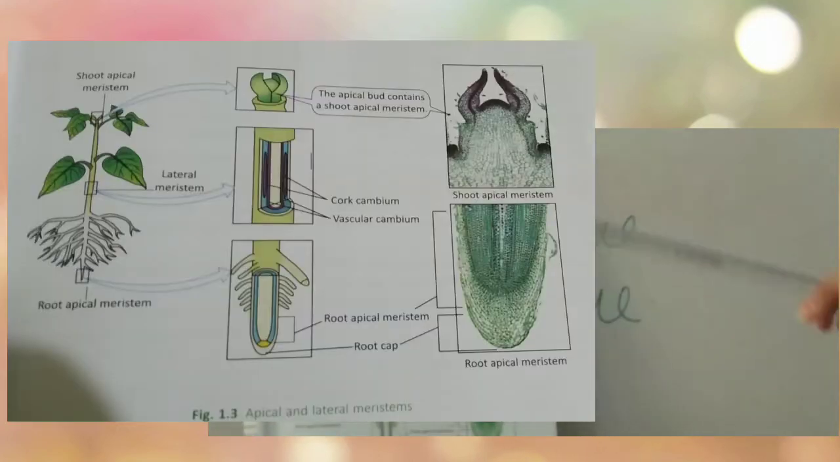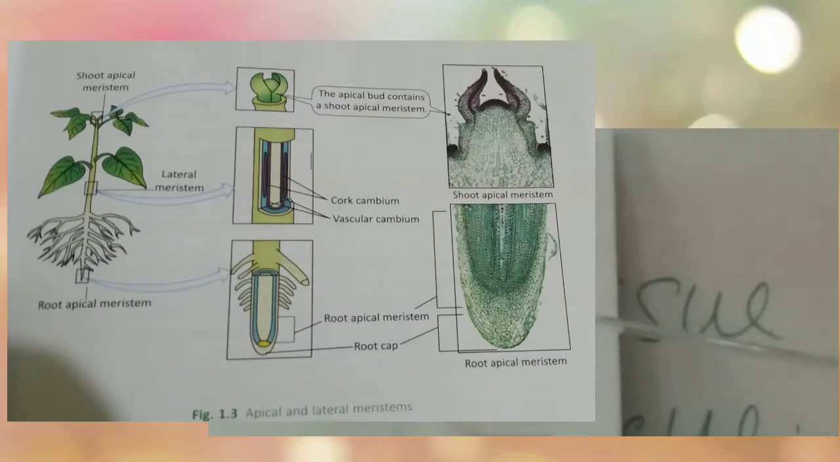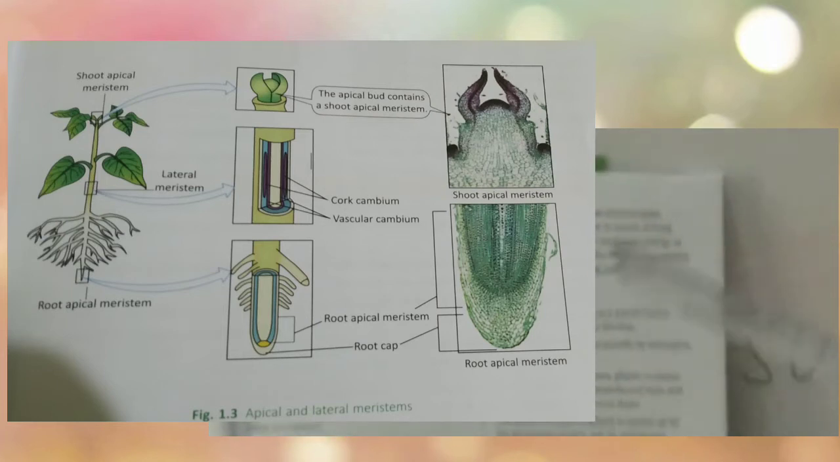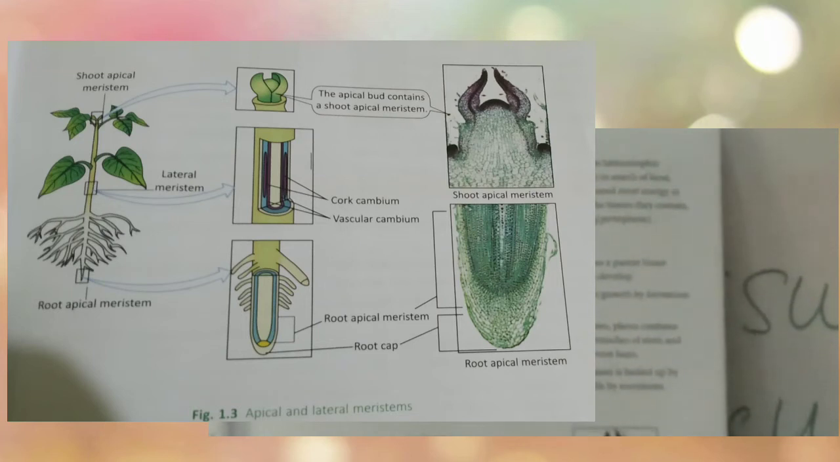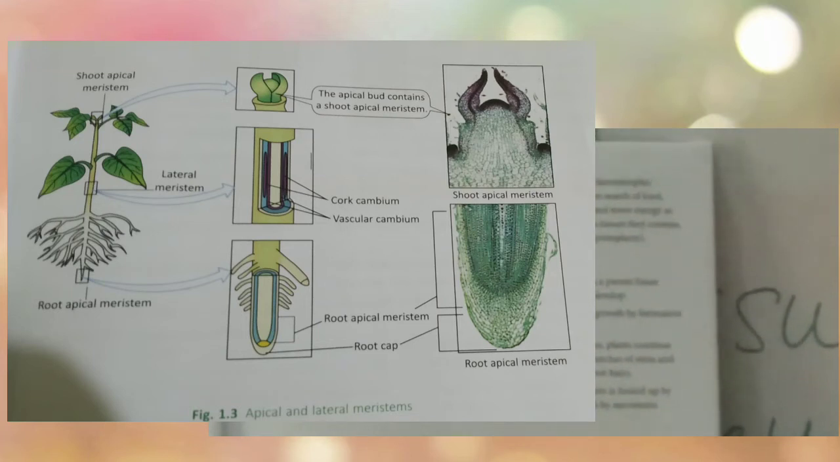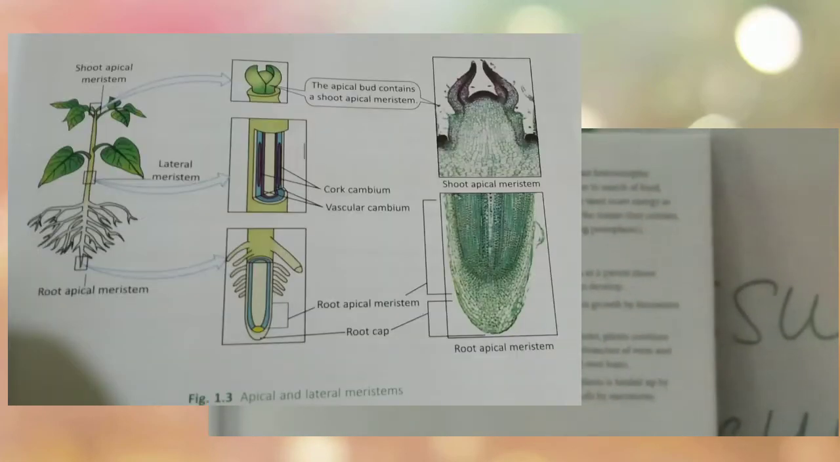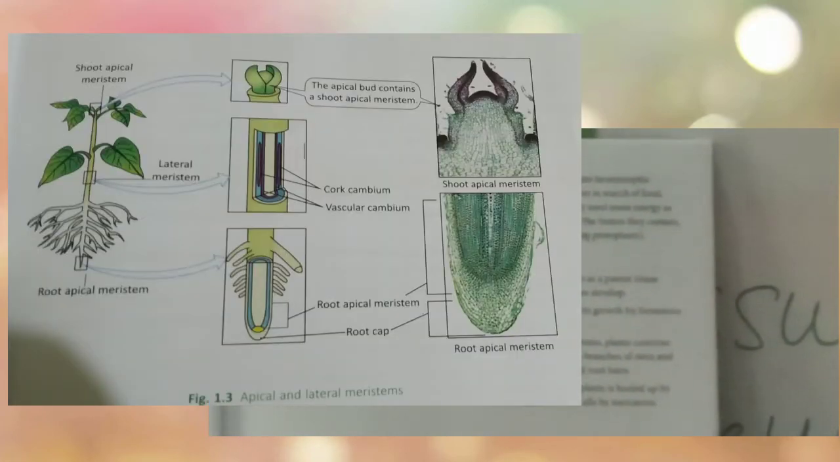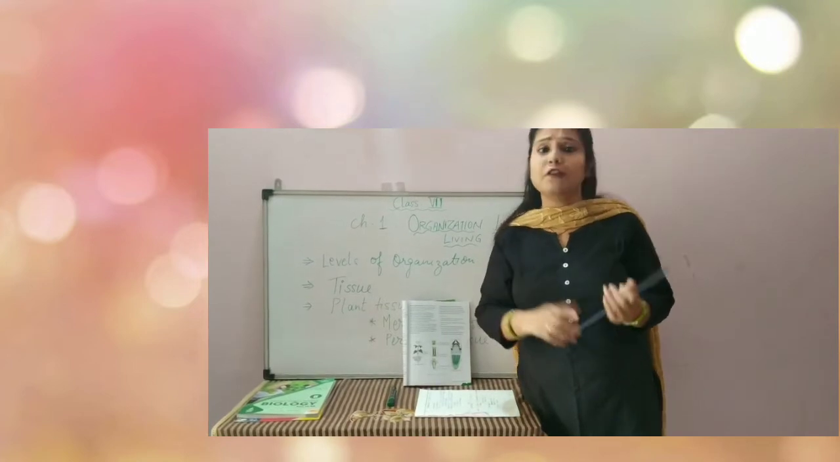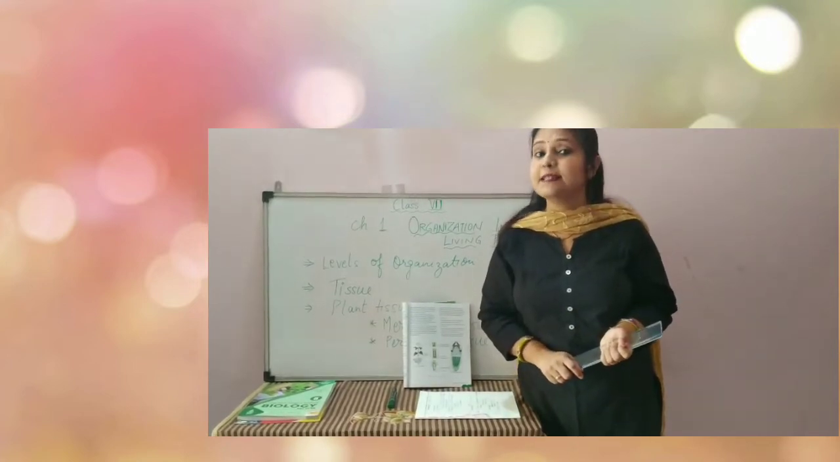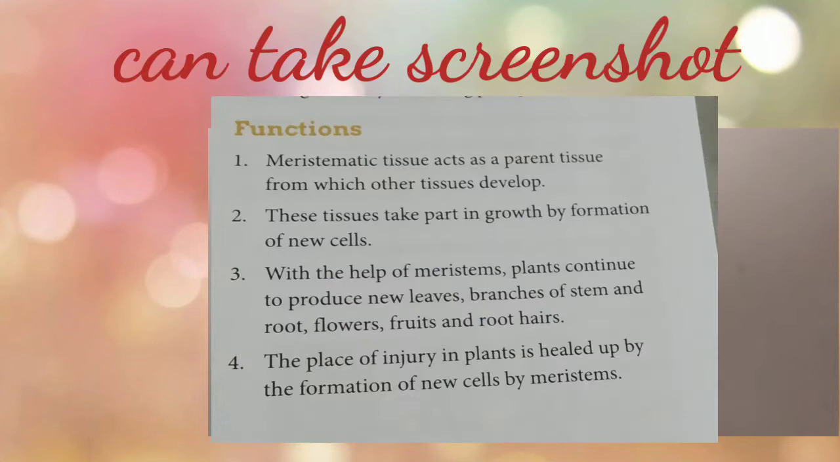Now, the function of meristematic tissue. Meristematic tissue acts as the parent tissue from which other tissues develop. These tissues take part in growth by the formation of new cells. With the help of meristem, the plant continues to produce new leaves, branches of the stem, roots, flowers, fruit, etc. That means collectively we can say growth of the plant takes place by this meristematic tissue. So class, this is about meristematic tissue.